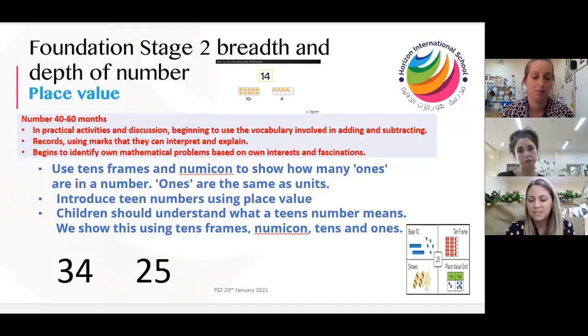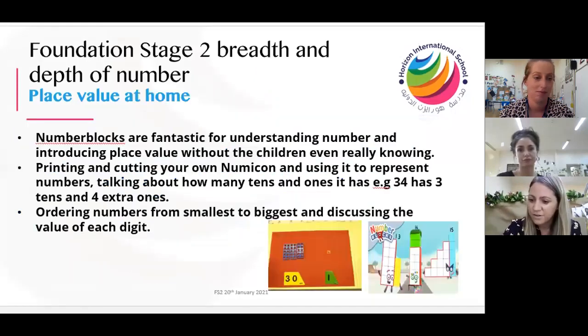We want them to be really, really secure with numbers to 20. So we know that lots of children can even count beyond 20 and way into 100, but we really want to make sure that they have that solid understanding of teen numbers and numbers up to 20, so that it will help them later on with addition, subtraction, and understanding number value. And then if they can, we can move on to bigger numbers like 30s, 40s, and make them partition the numbers themselves.